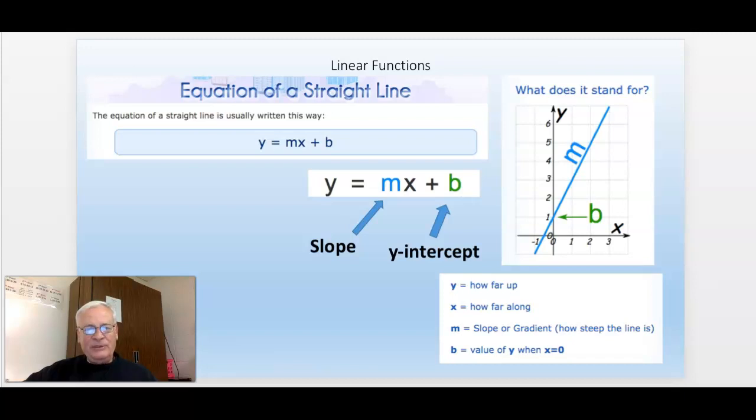Real quick again, y equals mx plus b. You've seen this before. It's the slope-intercept form of the equation of a line. Again, m is the slope. m is the measure of steepness. b is the y-intercept. You can think of it like this: the y is how far up we're going, the x is how far along we're going. m is the slope. b, the y-intercept, is the value of y when x is 0. Sometimes it's kind of like the starting point.